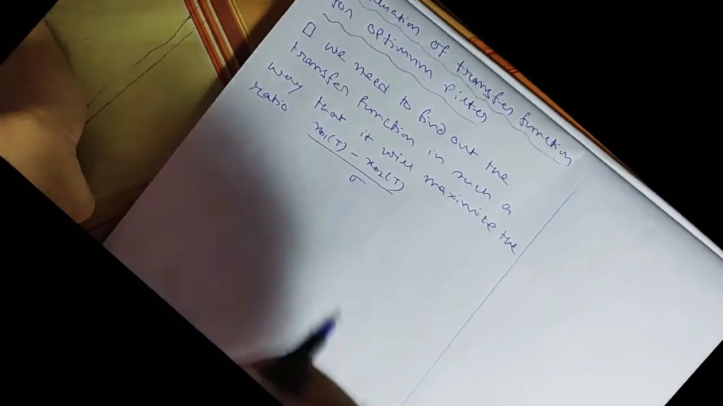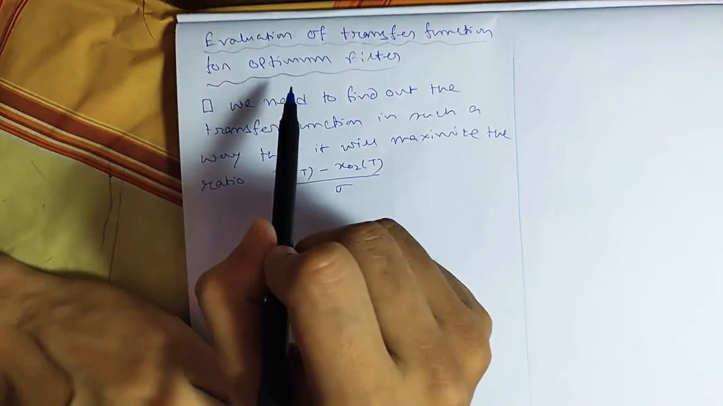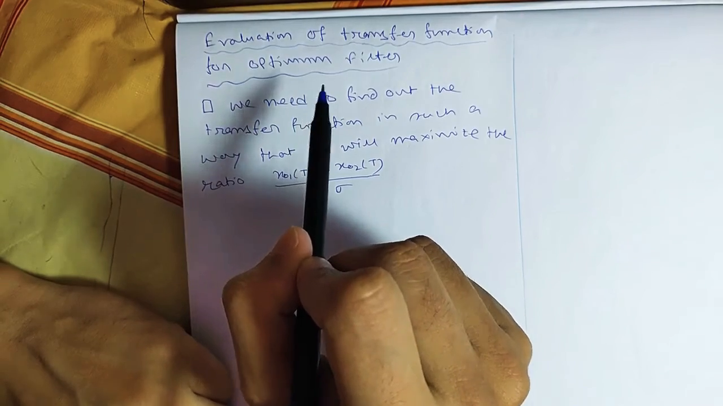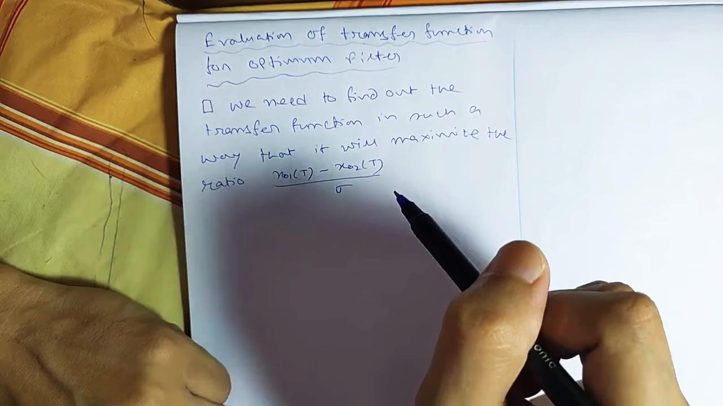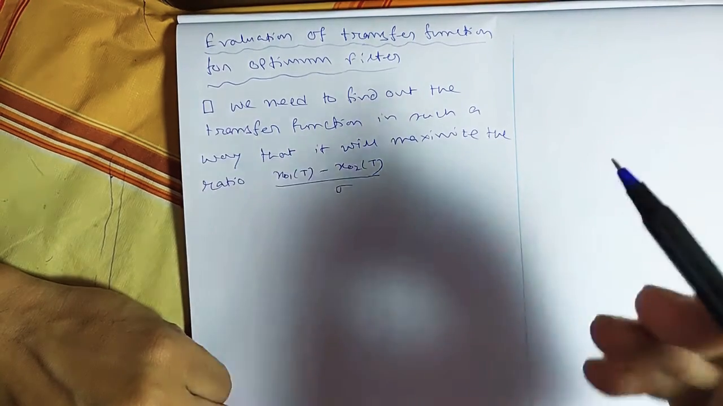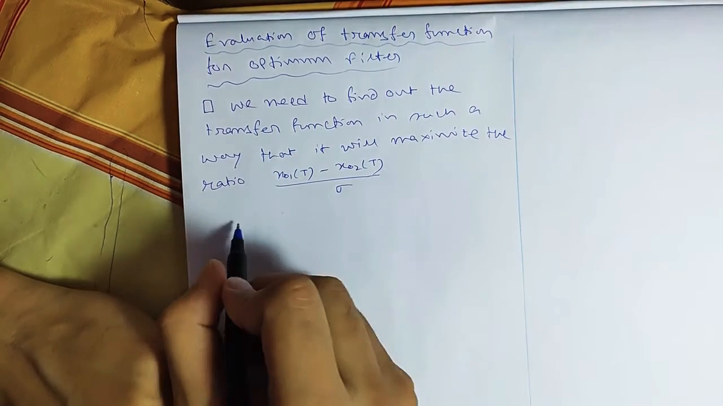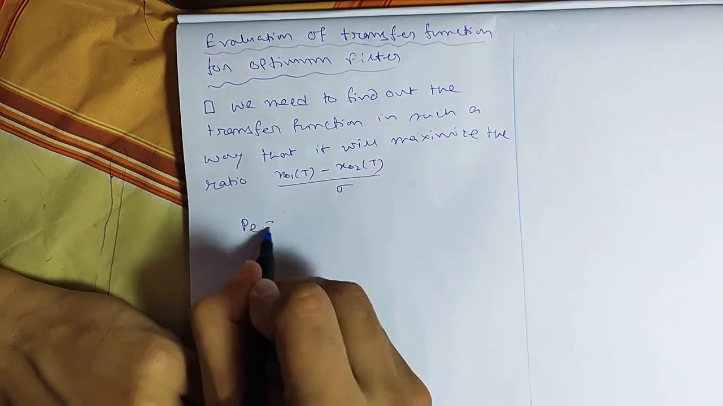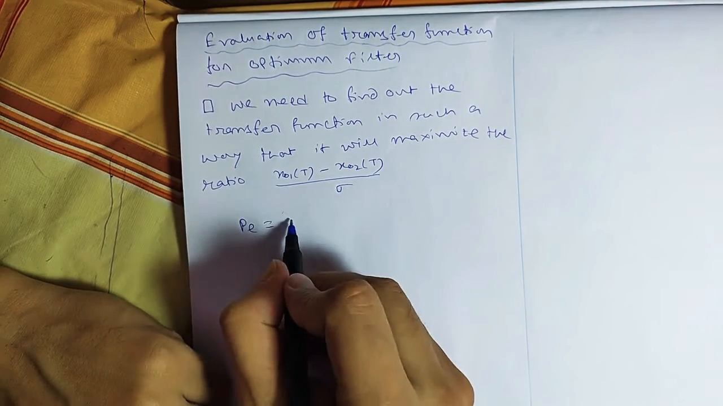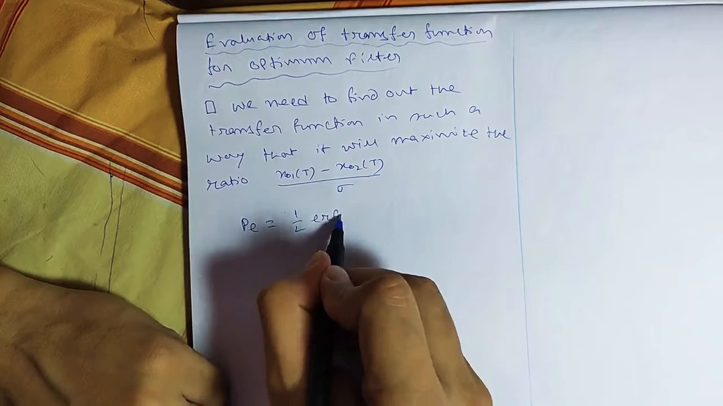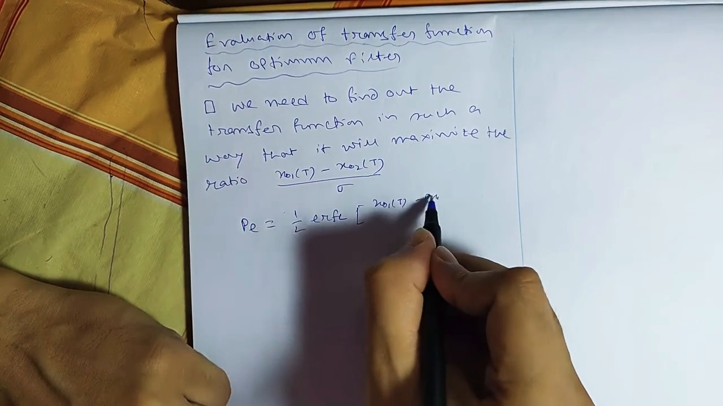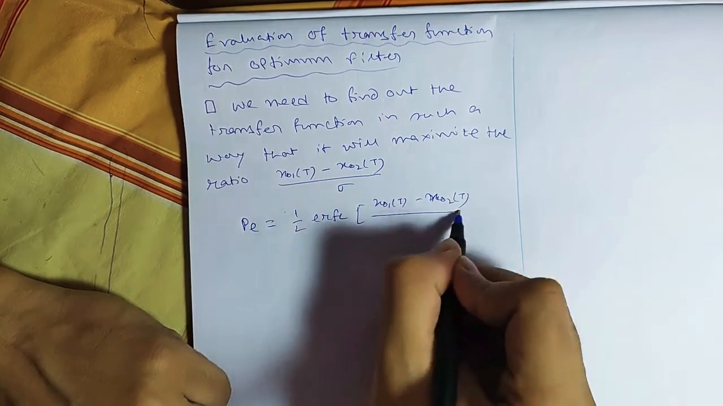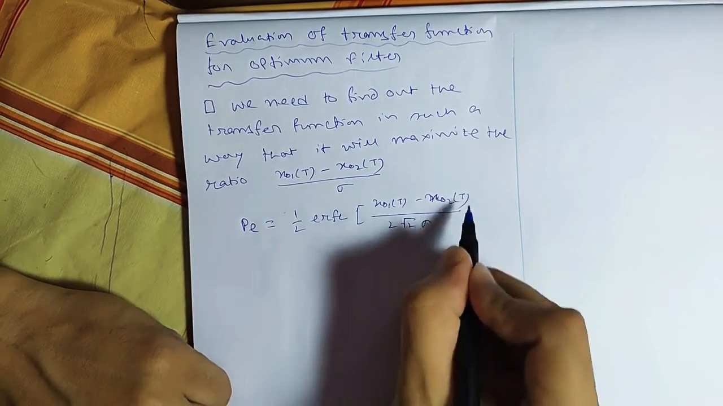Next, we will determine the transfer function for the optimum filter, as it is unknown to us till now. We will do it in such a way that it will maximize the ratio. We already know that the probability of error for the optimum filter is 1/2 erfc of (x01(T) minus x02(T)) by 2 root 2 sigma.